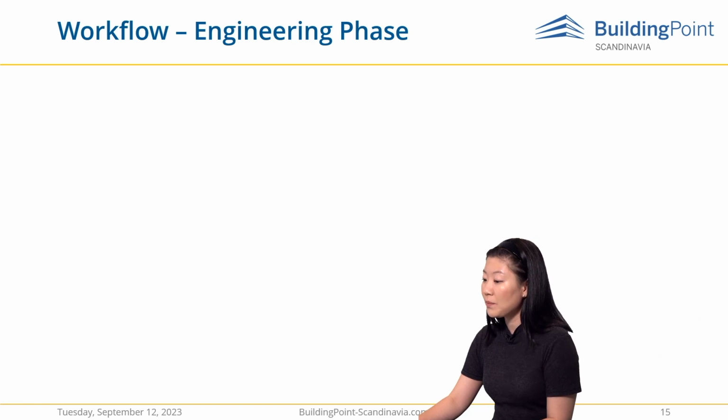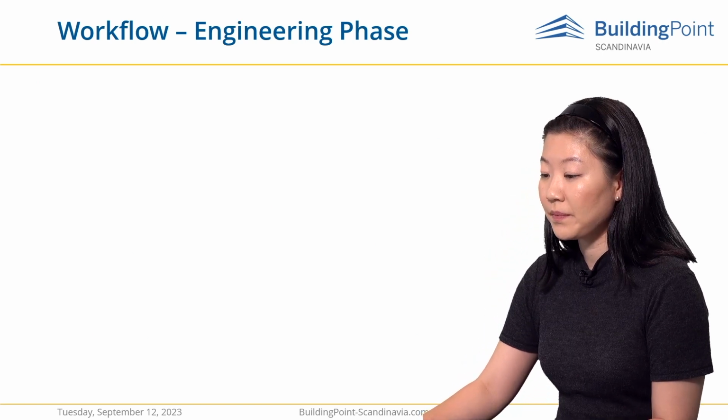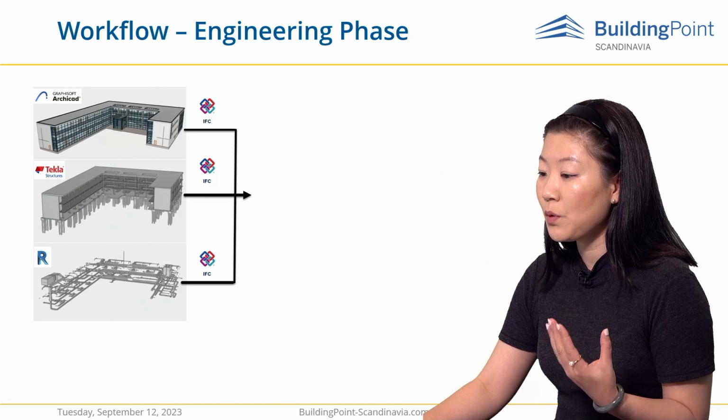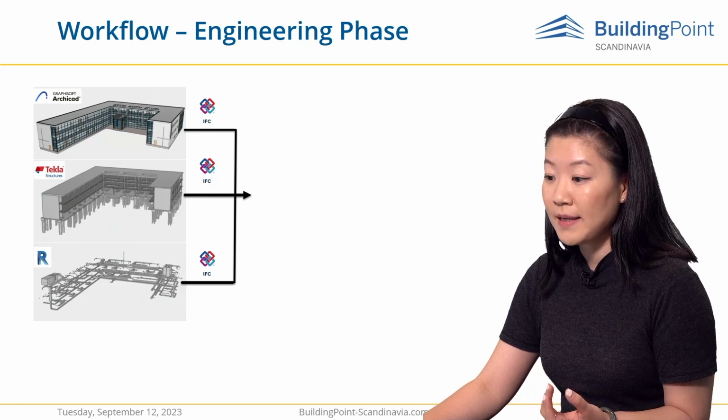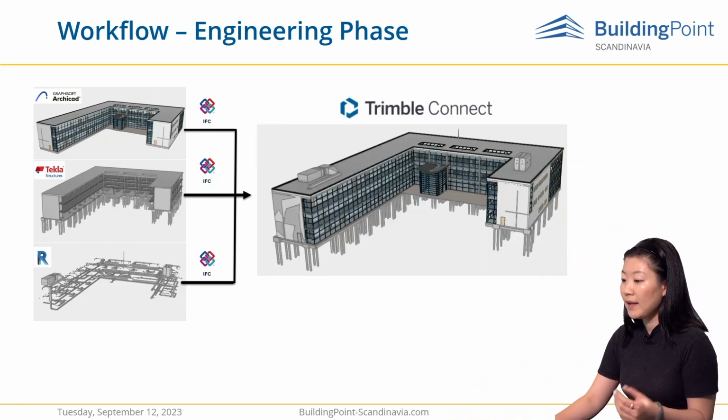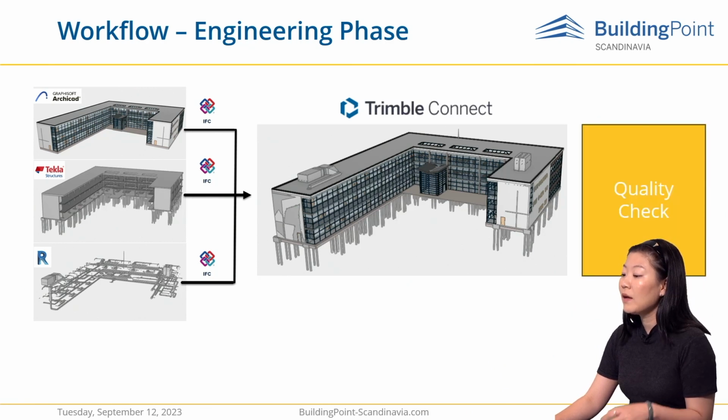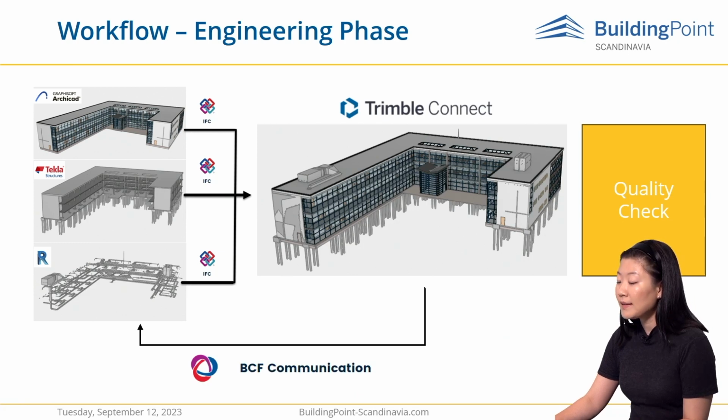So, in a short summary, the workflow is: each discipline exports its model into IFC to Trimble Connect, the CDE of the project. The BIM Coordinator opens the IFC file, does the quality check of the model and finds the potential issues. The BIM Coordinator communicates the issues to the design team, which is responsible for fixing these issues, by using BCF topics.